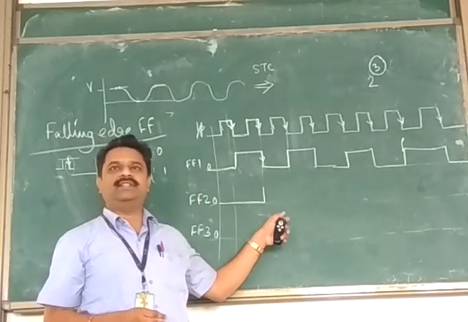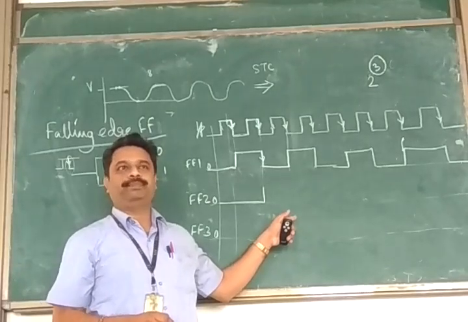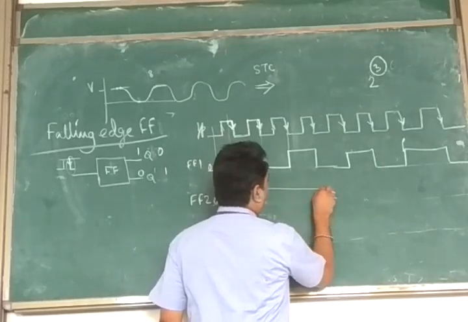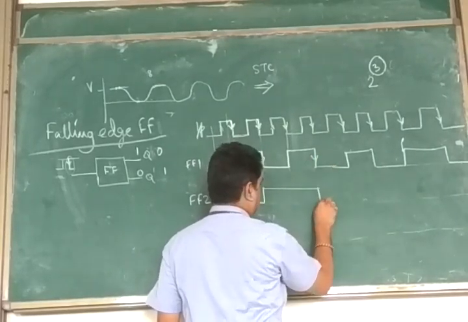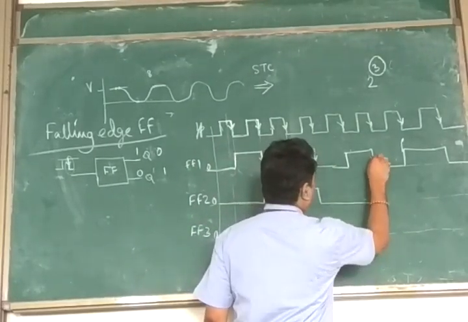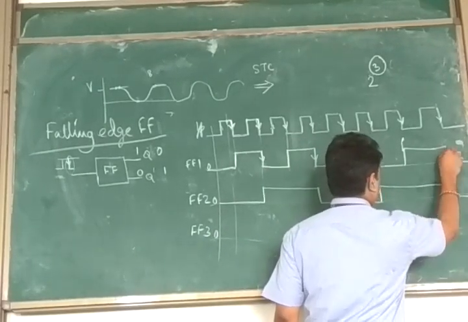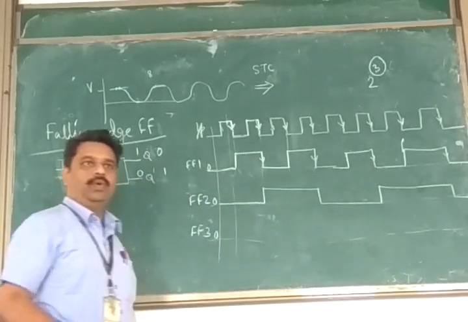Anybody who is not able to understand this, please raise your hand. You are able to understand, right? Now it goes up to here. This is the next falling edge. This is the next falling edge. This is the next falling edge. Yes or no? Right?